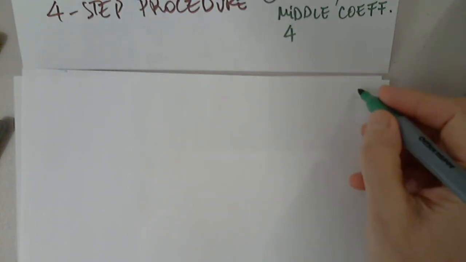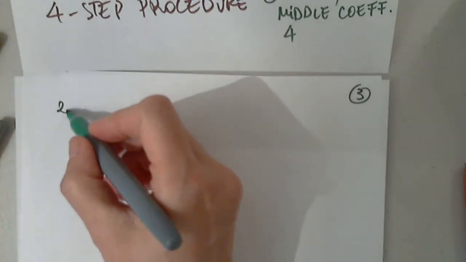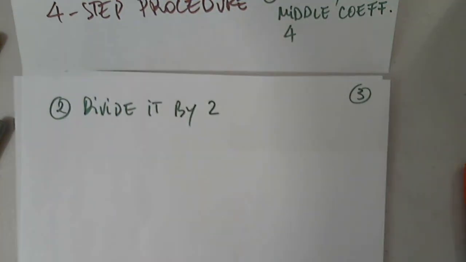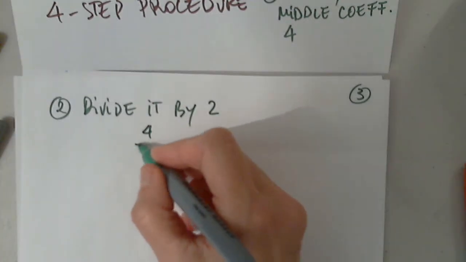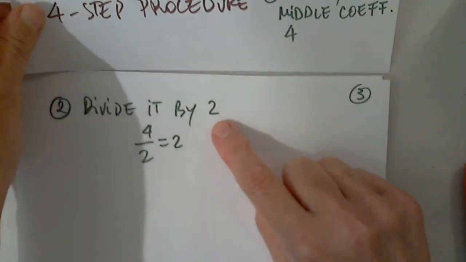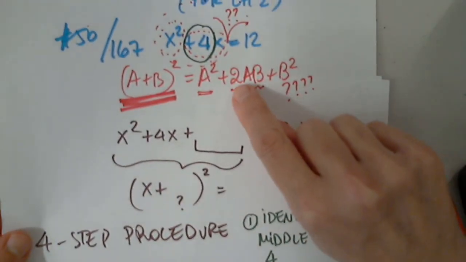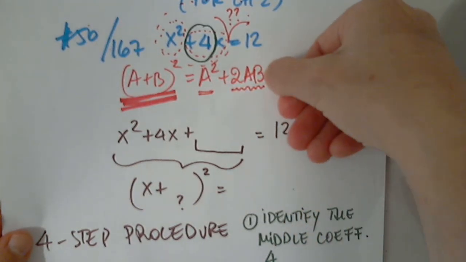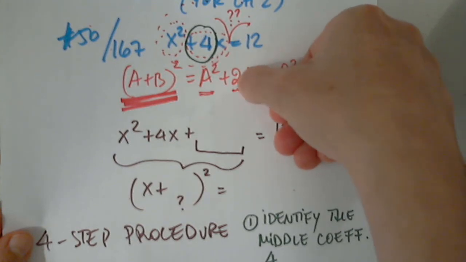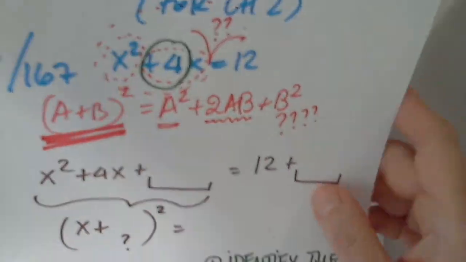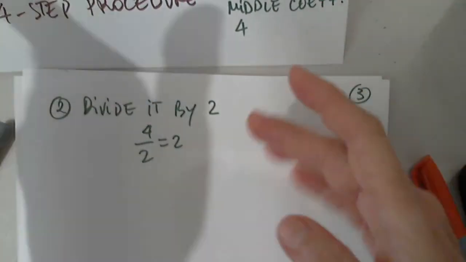Okay, next step, step 2. Divide it by 2. Okay, 4 divided by 2 is 2. And let's stop for a moment. Why do I need to divide it by 2? It's because of this. I divide by this number to get the second coefficient, the second term. Once I divide by this number, I will discover this term. Okay, so I got 2.